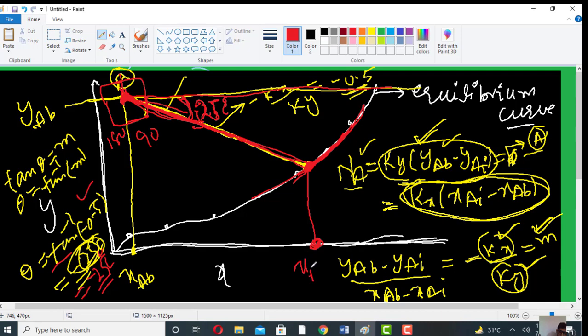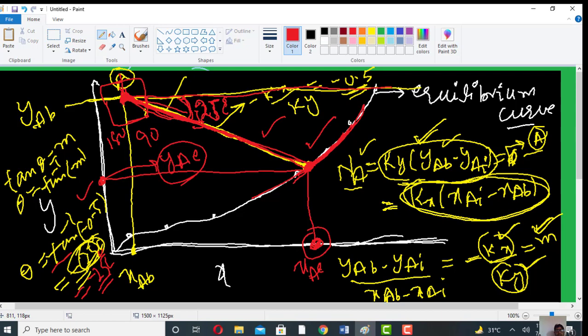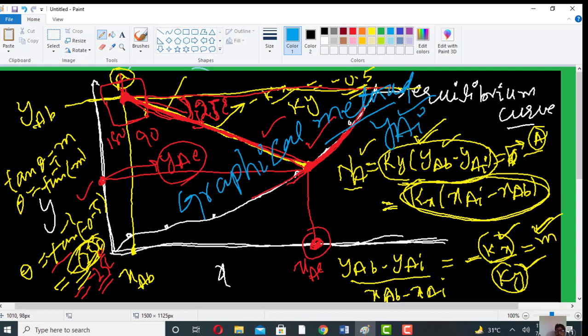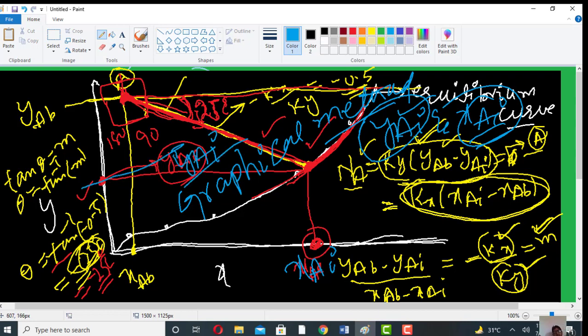This is the XAE and this is the YAE. So at last we obtain the equilibrium points from the slope, the line and the equilibrium curve. So this method is called the graphical method to determine the equilibrium concentrations YAI and XAI. Usually this YAI and XAI are the equilibrium concentrations. So this is XAI and this is YAI. So this is the graphical method.